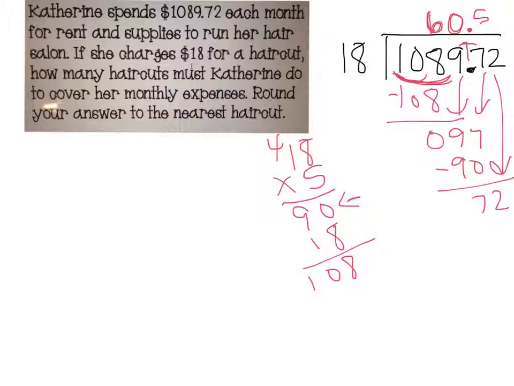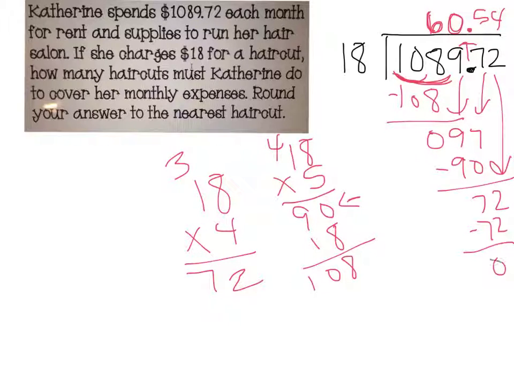And now we're looking at 18 into 72. Let's try times 4, because it's a little less than 5. 4 times 8 is 32, and 4 times 1 is 4 plus 3 is 7, so 72. So 4 times, and we get no remainder. Now this is describing 60 haircuts, 60 and almost a half, right? So we would have to round up to the nearest haircut. So that would be 61 haircuts.